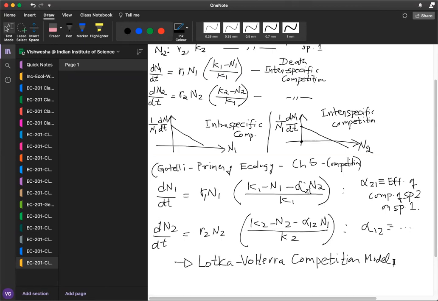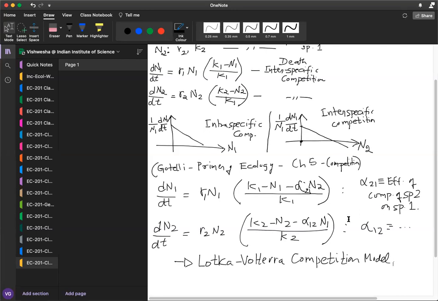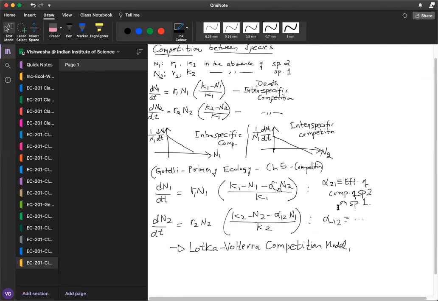Okay, any questions on the model building aspect? Do you all feel comfortable in thinking about writing these kind of equations now?